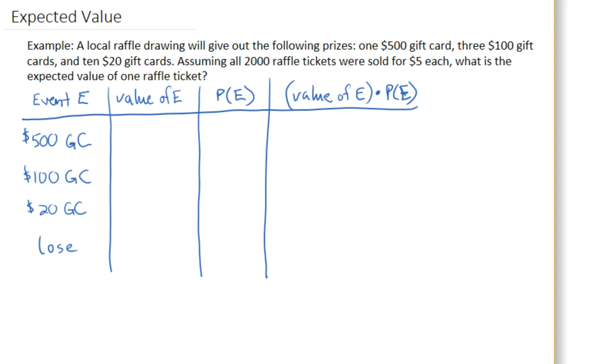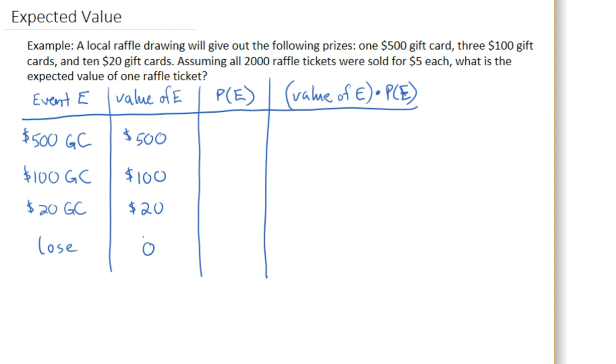Okay, so here the value of the $500 gift card is $500. Like I was saying earlier, the event and the value of the event are very closely related, but I still like to do them in separate columns. And then the value that you lose is you get nothing. Okay, so that's our value of the event.